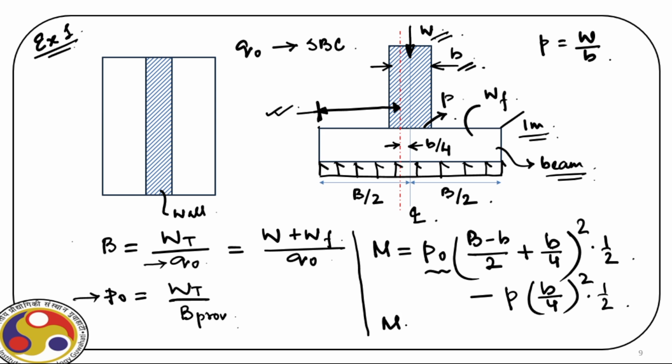So what is the ultimate bending moment? It is nothing but 1.5 times M. Now, the next step is to find out the effective depth.